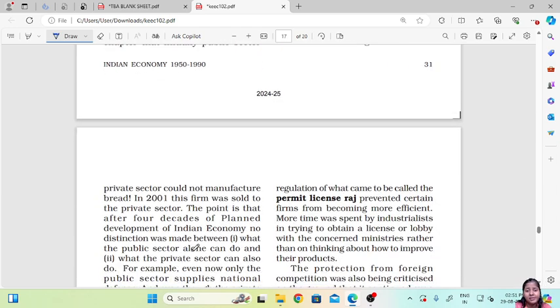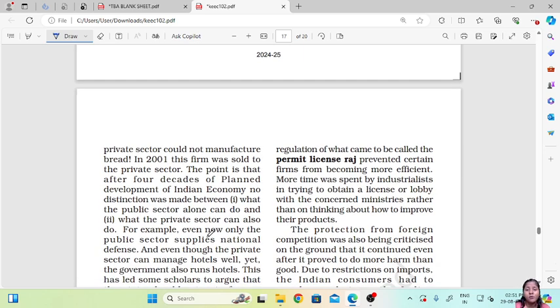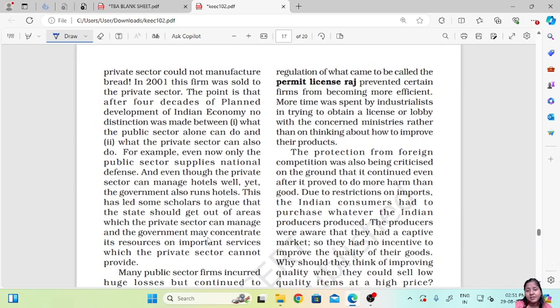not manufacture it. But here the major point was what the public sector alone can do and what the private sector can also do. Okay, for example, only the public sector supplies national defense, and even though the private sector can manage hotels, the government also runs hotels. So this has led some scholars to argue that the state should get out of areas which the private sector can manage, and that the government should only focus on the important services which a private sector cannot provide. So these were the issues.